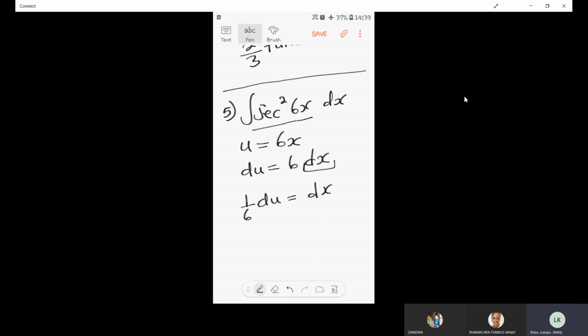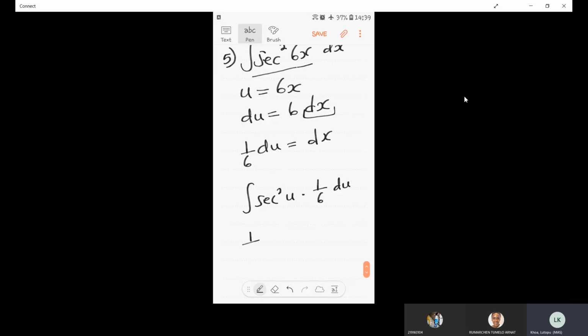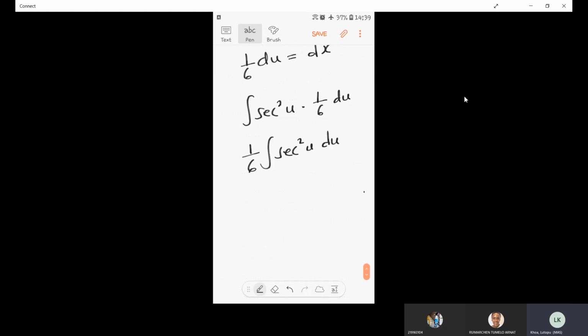And now I'm ready to make my substitution. This is the integral of sec squared u multiplied by 1 over 6 du. So this is 1 over 6 times the integral of sec squared u du, which is 1 over 6 tan of u plus c. This is 1 over 6 tan of 6x plus c.